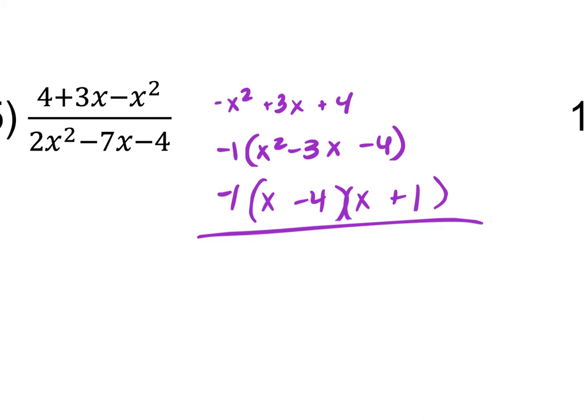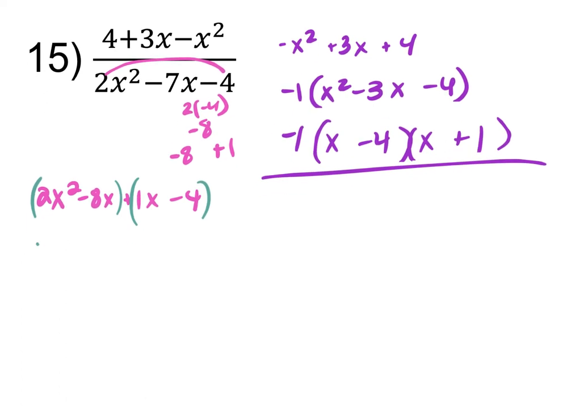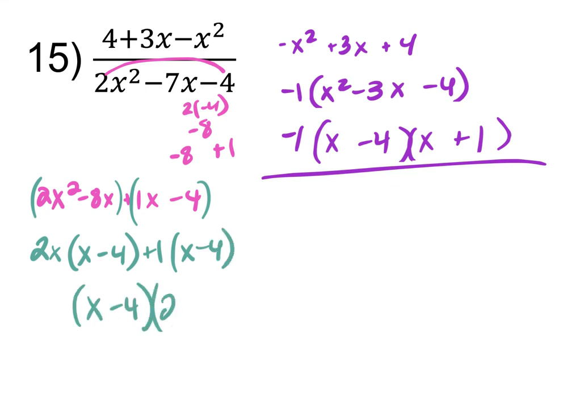Denominator, you can either do trial and error or you can do first and last. First and last would be 2 times negative 4, which is negative 8. Factors of negative 8 that sum to negative 7: negative 8 and positive 1. Replace your middle term with those. And then factor by grouping. So from the first one, I could take out a 2x. I get x minus 4. The second one is already x minus 4, so I group those together. And what's left over goes in the second set of parentheses. So x minus 4 and 2x plus 1.